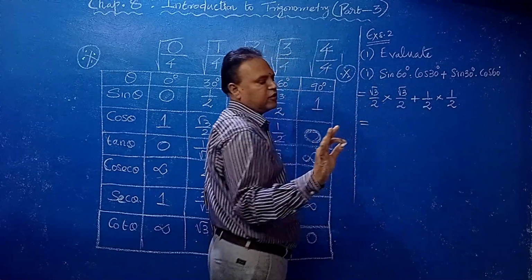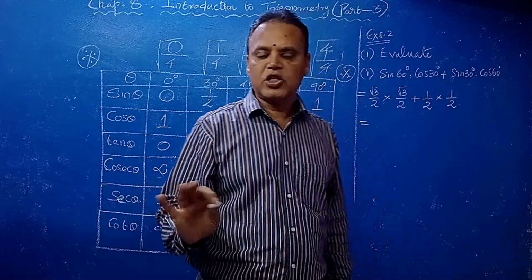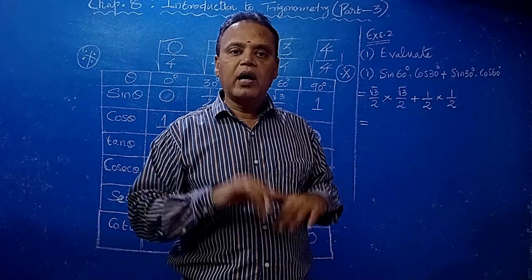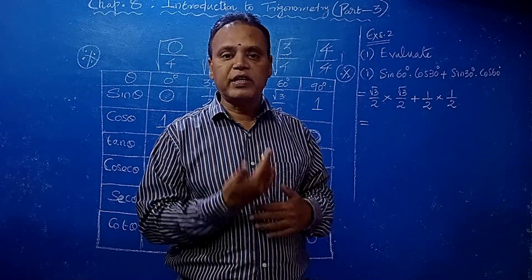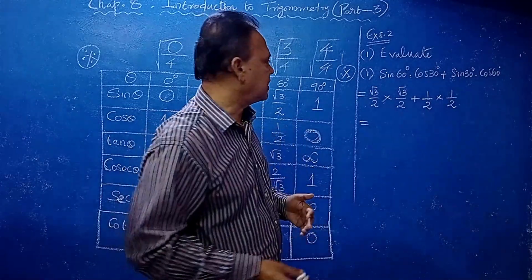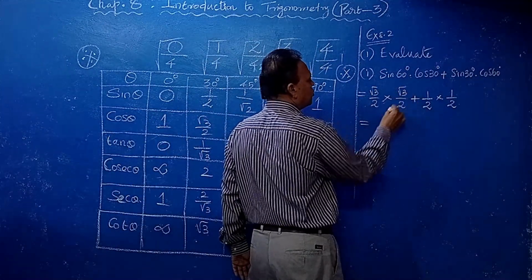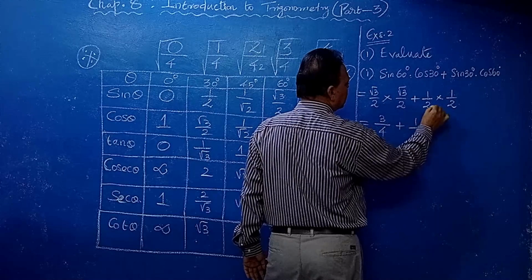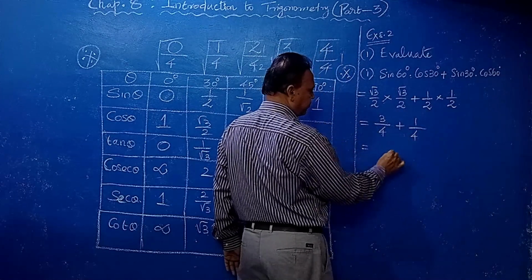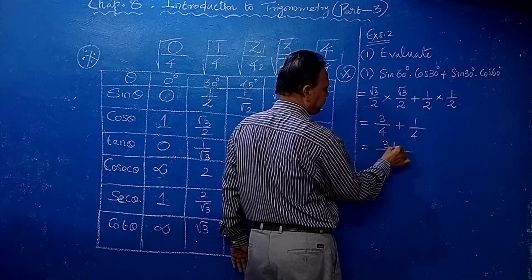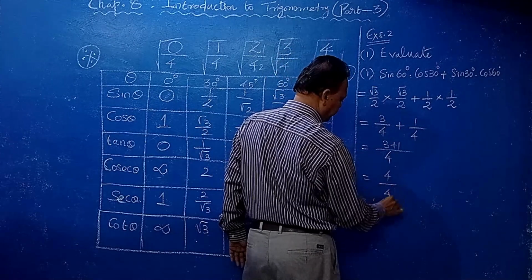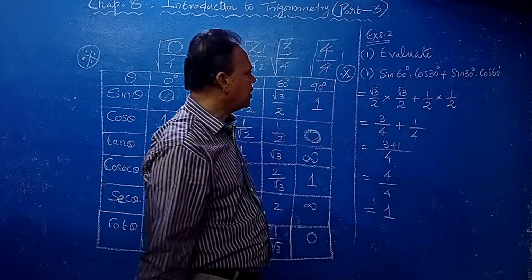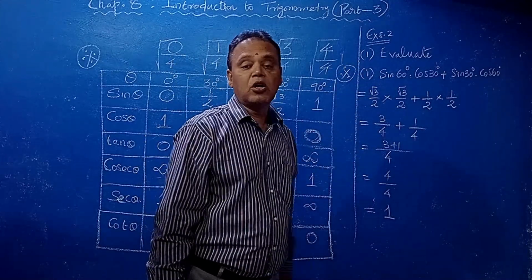Now simplification only, you see the trigonometry part is over. Just putting the correct value, the trigonometry part is over. Now algebra, you have to find out the simplification. Do the simplification. That means numerator into numerator. Root 3 into root 3 is 3, by 2 into 2, 4, plus 1 into 1, 1, 2 into 2, 4. Now for 4 you take LCM. That means 3 plus 1, so that is 4 by 4, that is equal to 1. So the value of this problem is 1.